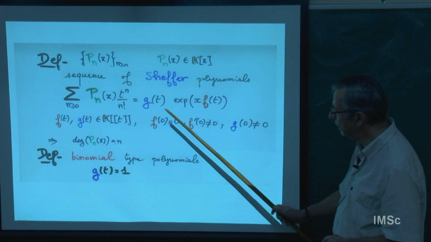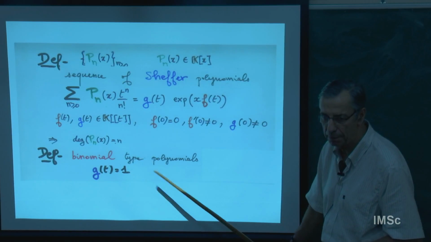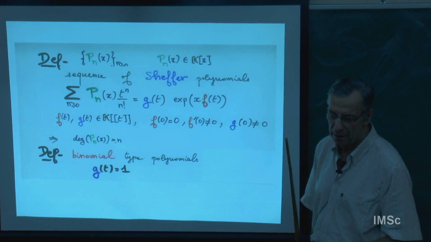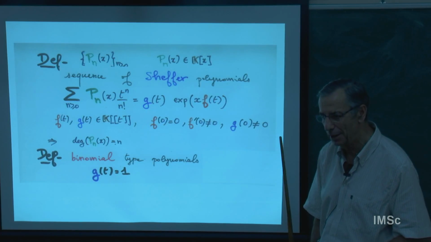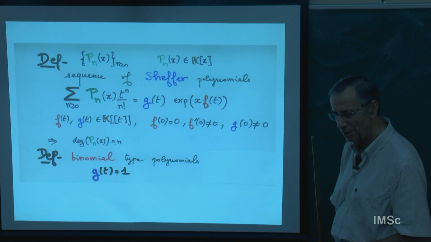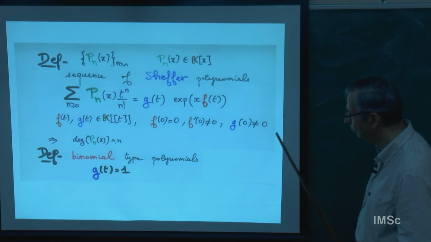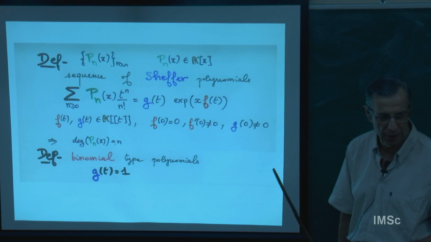And in the special case where G equals 1, this is called binomial type polynomials. Some time ago there was a whole activity about umbral calculus and about all these polynomials. It was a classical subject 30 or 40 years ago. But this is an analytic definition of Sheffer polynomials.